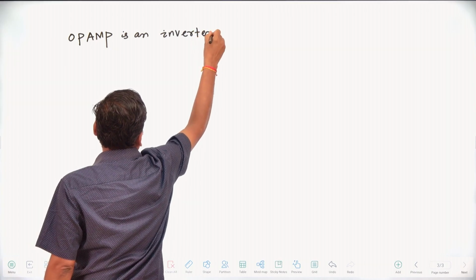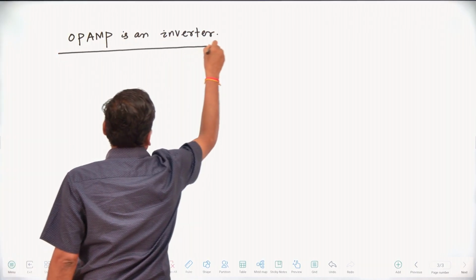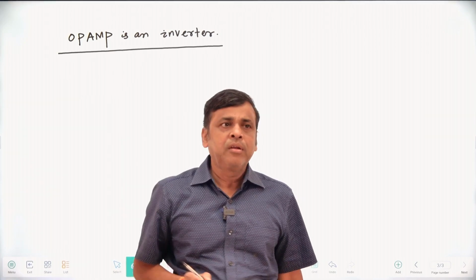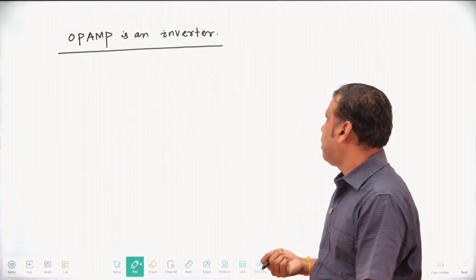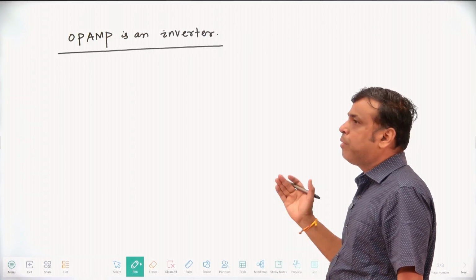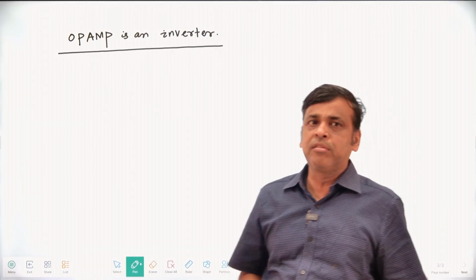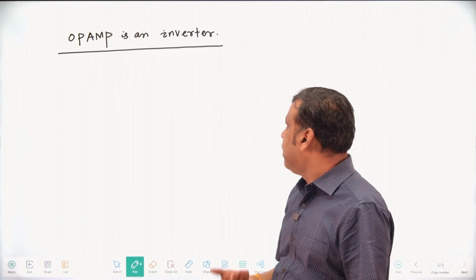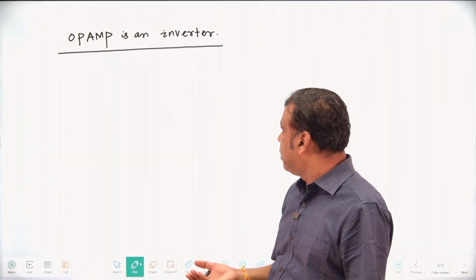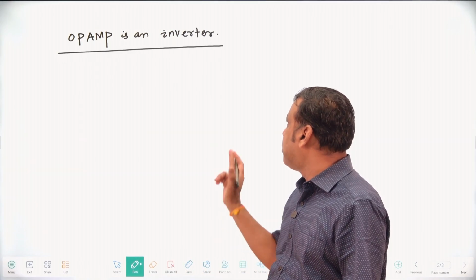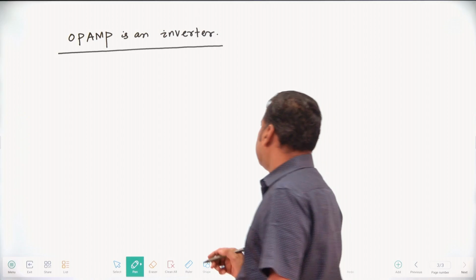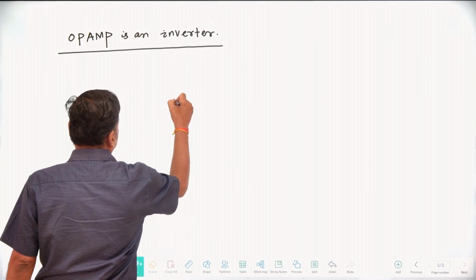What is an inverter? We simply do not increase or decrease the input signal. Whatever the input, we just invert it. That is, we invert the input signal, and this work can be done by an operational amplifier. So how? Look at this here.